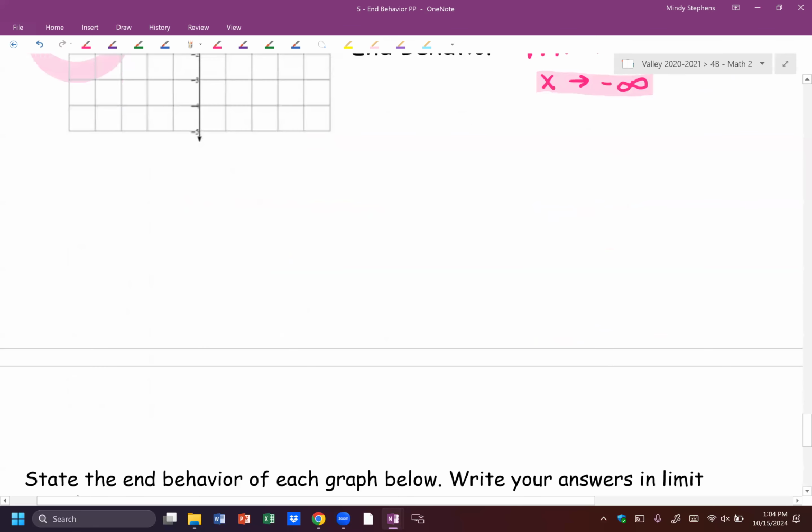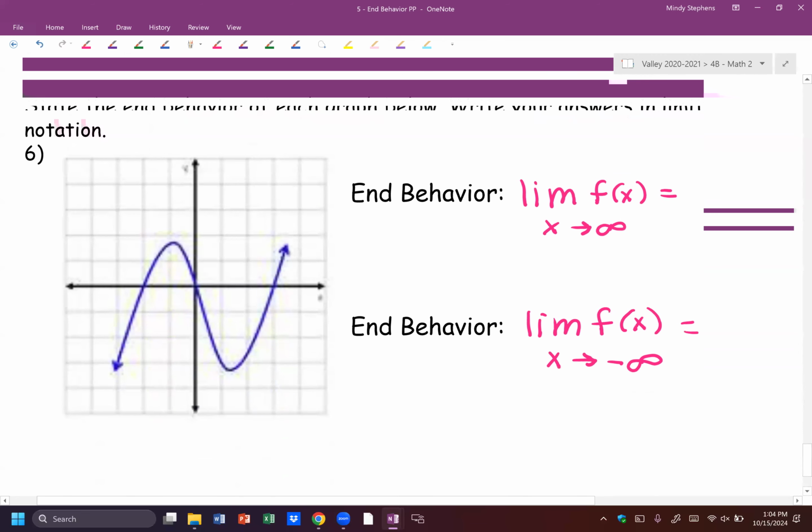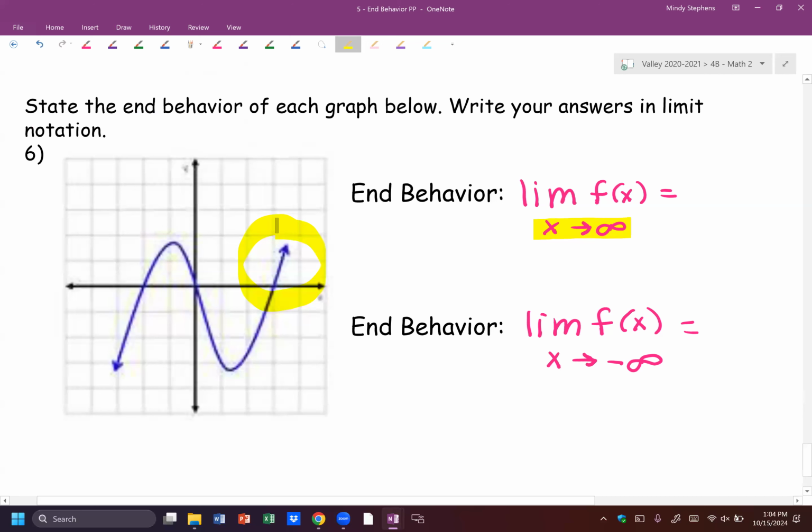So let's do number six. The right side is when x approaches positive infinity, and this one it is pointing up. So this is positive infinity. And then when x goes to negative infinity, it's pointing down. So it goes to negative infinity. They don't always match up. It just depends on which way the graph is pointing.